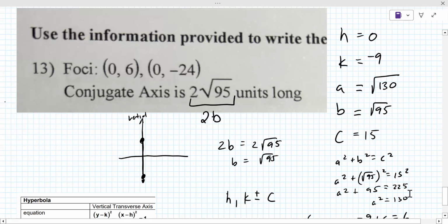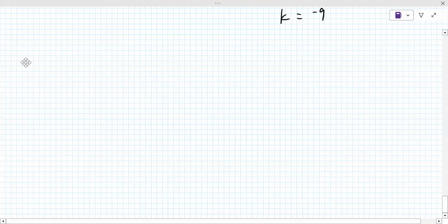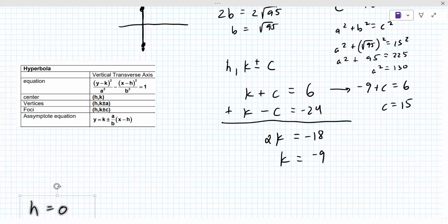It's around 11.5. Yeah. So I think the whole thing here was to write the equation. Is that what it says? Use the information provided to write the equation? Yeah, in standard form. So that's where you got to know, is it the one on the left or the one on the right? We now know it's the one on the left. We talked about that for a while.